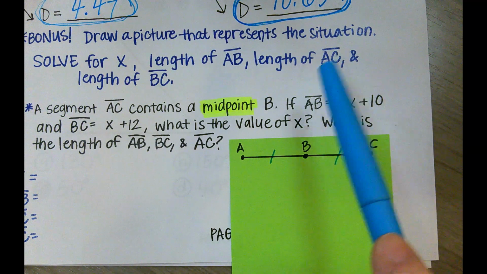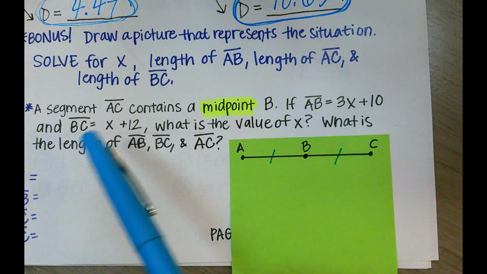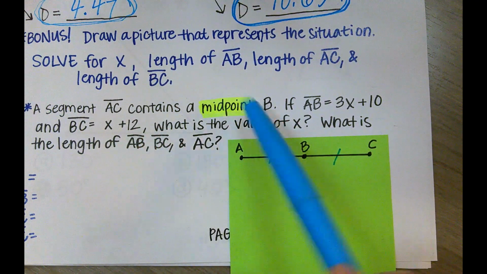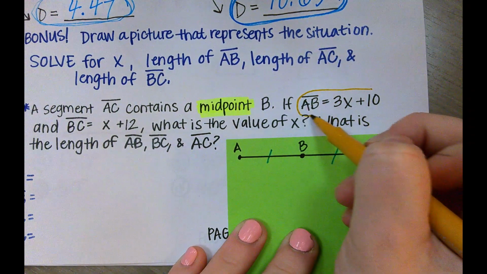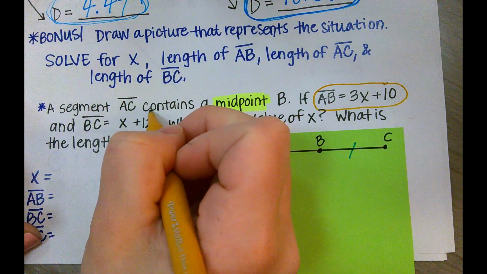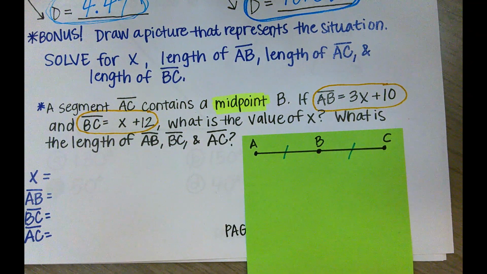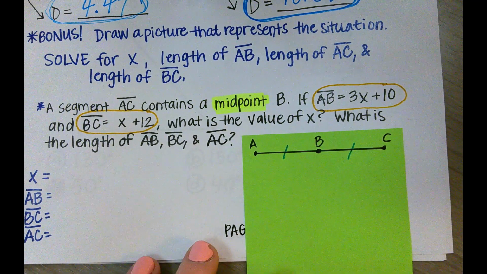Now it says if AB is equal to 3x plus 10 and BC is equal to x plus 12, what is x? And then what is the length of all of these? So here's how we can do that. It says AB is 3x plus 10. It says BC is x plus 12. So basically write your own equation following that. So what could I label 3x plus 10 on my picture here to kind of help me?